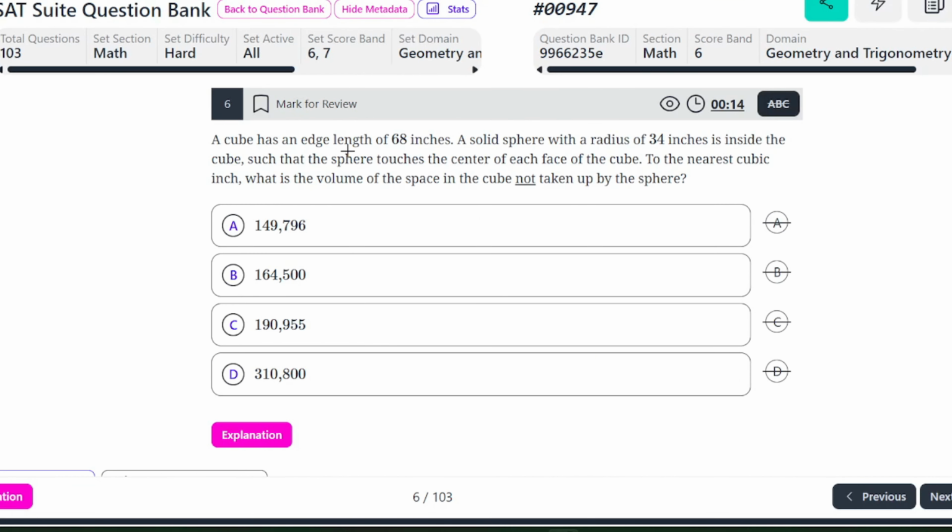Okay, so a cube has an edge length of 68 inches. A solid sphere with a radius of 34 inches is inside the cube, such that the sphere touches the center of each face of the cube.